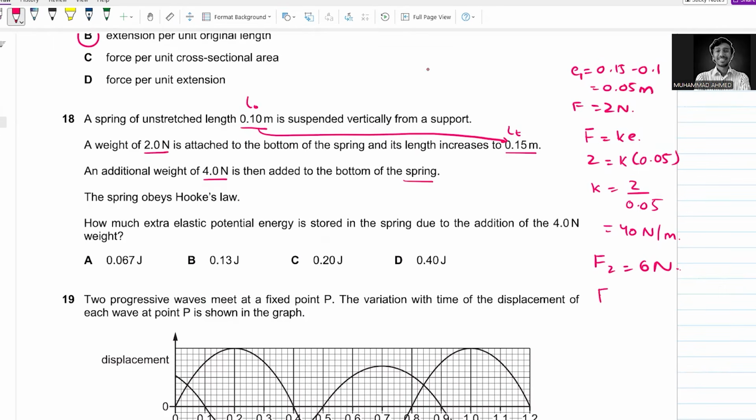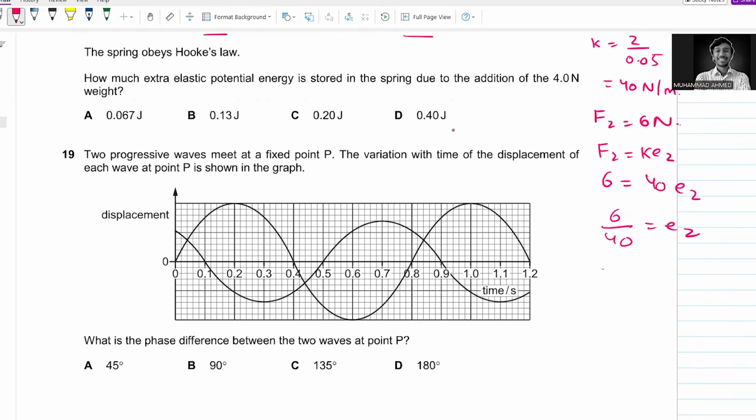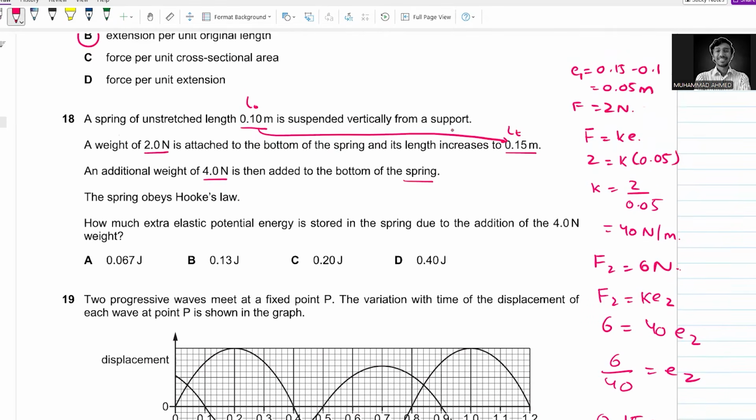Yes. F2 is equal to k e2. फोर्स क्या है? 6. k हमें पता है 40 है भाई. 40 लिख दो यहाँ पे. What does your extension 2 come out to be? 6 divided by 40. Extension 2 किसके इक्वल आ जाएगी भाई? 6 divided by 40. Extension 2 comes out to be 0.15 meters. Simple.